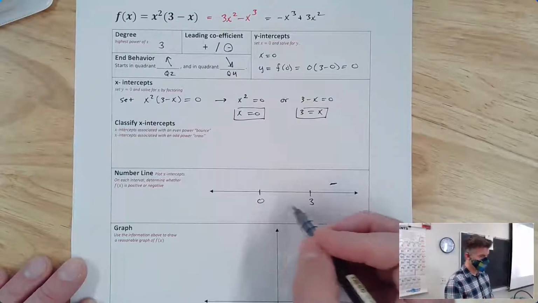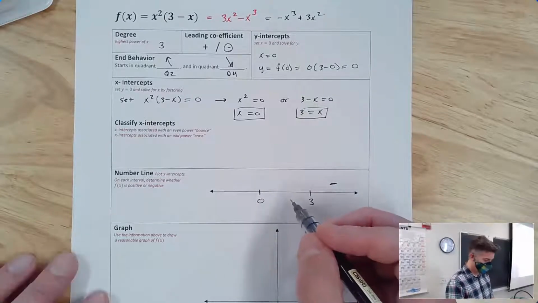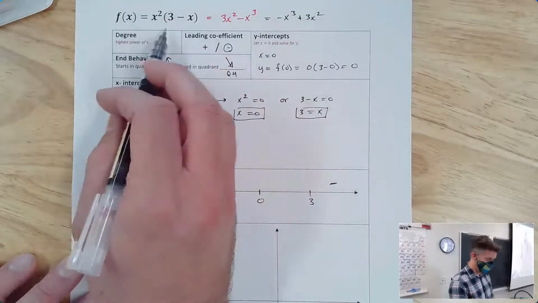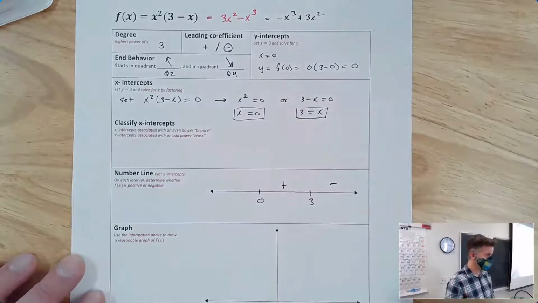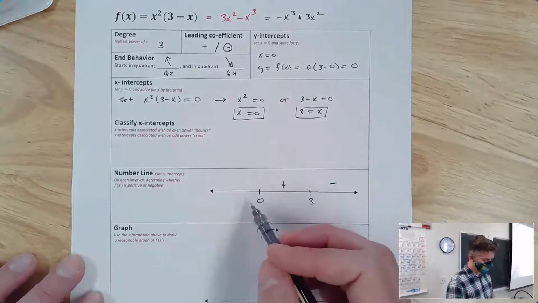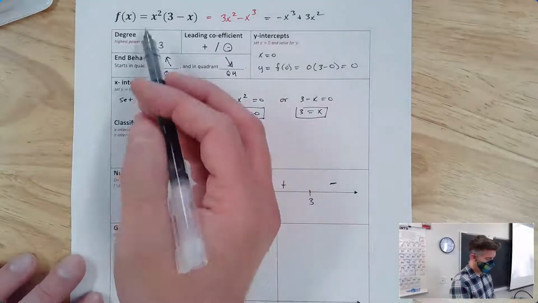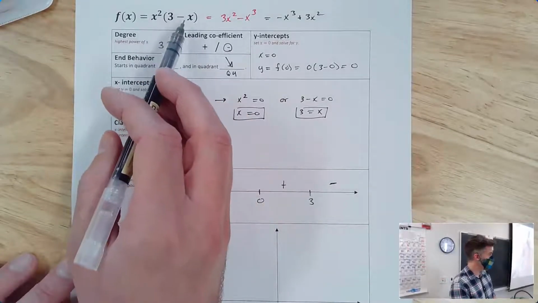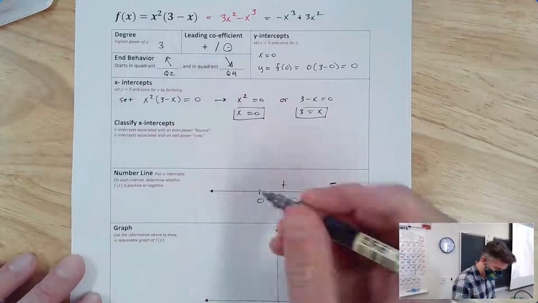Let's do the same thing in here. I'm going to pick something between 0 and 3. I'm going to pick 1. 1 squared is positive. 3 minus 1 is positive. A positive times a positive is positive. And then pick something less than 0, like negative 1. Negative 1 squared is positive, and 3 minus negative 1 is also positive. So positive times positive is positive.